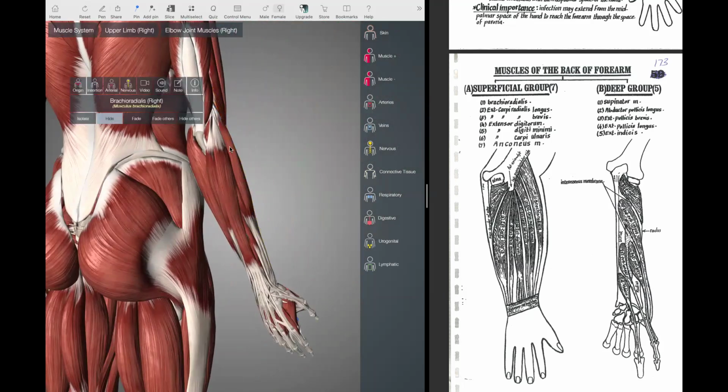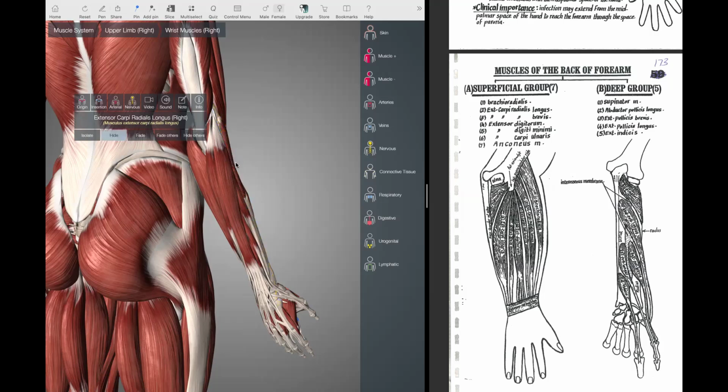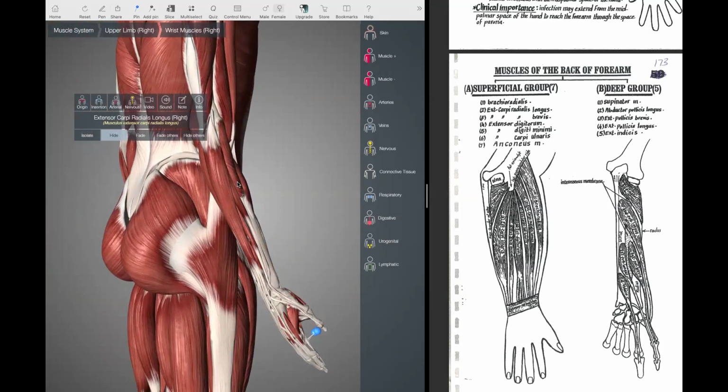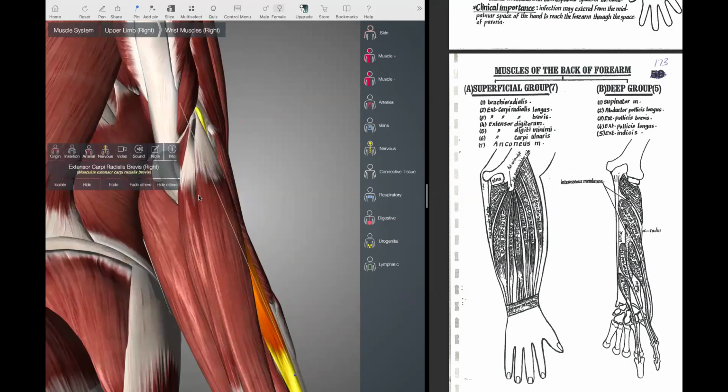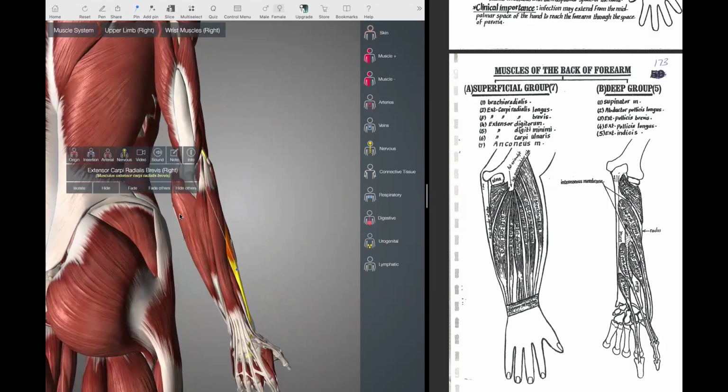The next one, extensor carpi radialis longus. Here, extensor carpi radialis longus. If we have longus, we definitely have a brevis. Longus is long, brevis is short in anatomy. So the long extensor carpi radialis, hide, and then the short extensor carpi radialis. Where is it? Just give me a second. No. Here. Extensor carpi radialis brevis, which is the short muscle. Okay.